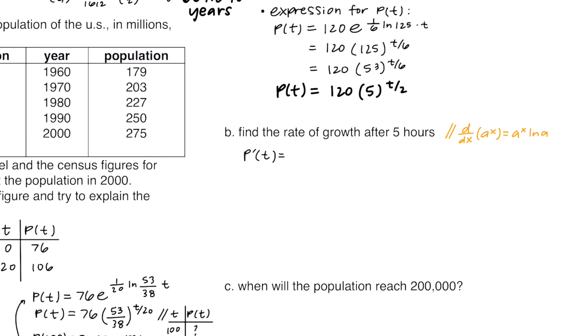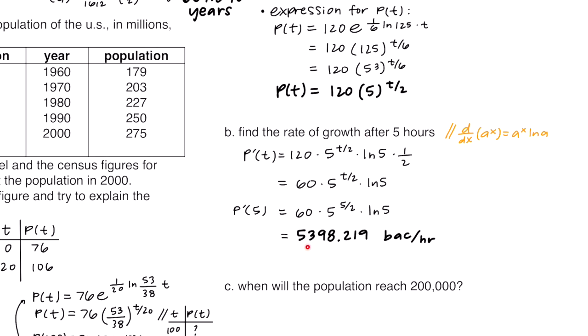So we have a constant, we're going to just drop down that constant. And then we have, again, this is of the form a to the x. So the derivative is going to be 5 to the t over 2 times ln of 5. And then finally, because this isn't just t, we're going to use the chain rule. So we need to take the derivative of t over 2, and that is just 1/2. So we times by 1/2. Before we plug in 5 for t, let's go ahead and clean this up a little bit. Because this is one big product, I'm going to do 120 times 1/2, or 60. And now let's go ahead and plug in 5. And finally, we're going to plug this into the calculator. So the rate of growth after 5 hours is 5,398.219 bacteria per hour.